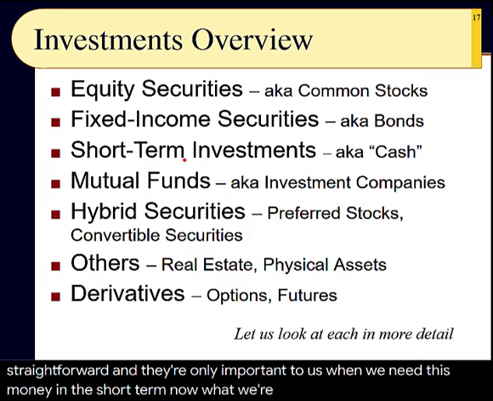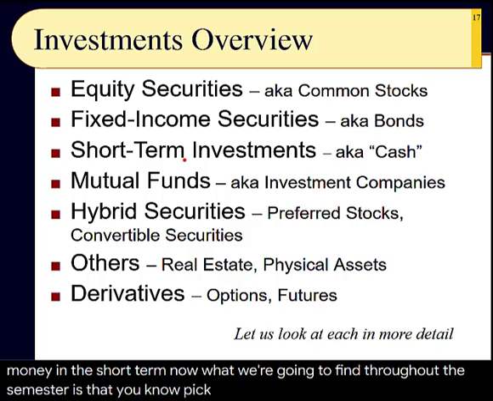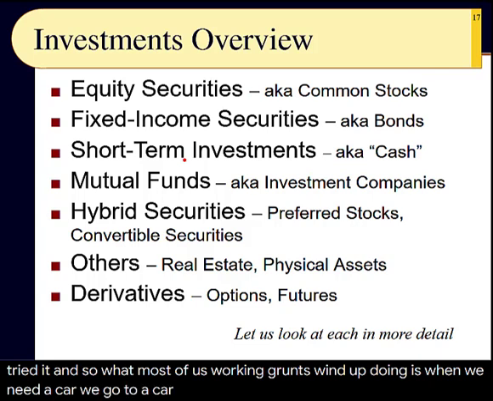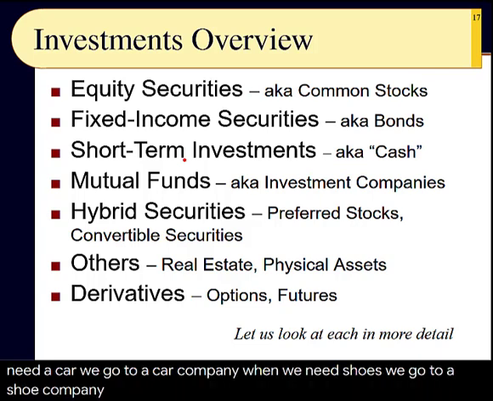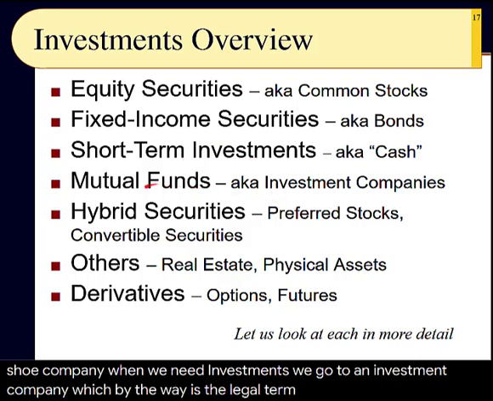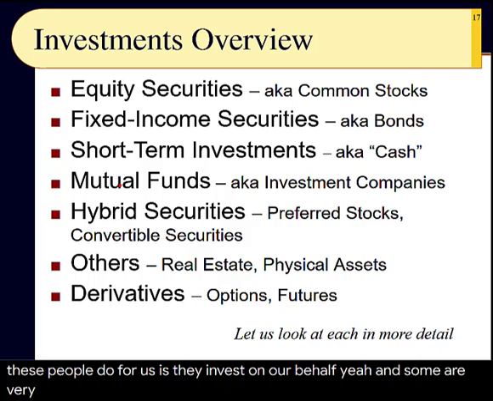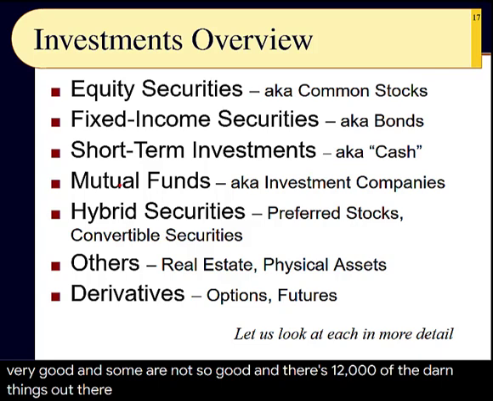Now, what we're going to find throughout the semester is that picking stocks ain't easy. Ask anybody who's tried it. And so what most of us working grunts wind up doing is when we need a car, we go to a car company. When we need shoes, we go to a shoe company. When we need investments, we go to an investment company, which, by the way, is the legal term for mutual funds. And what these people do for us is they invest on our behalf. Yeah, and some are very good and some are not so good. And there's 12,000 of the darn things out there, if you can believe that.